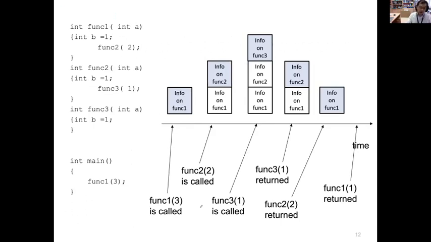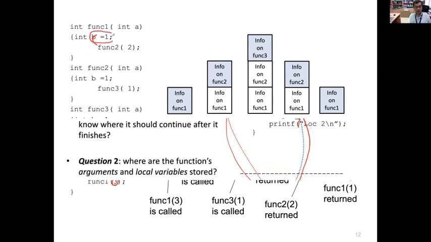In this example, I have some functions. The main program calls function 1, passing in the parameter 3. Function 1 calls function 2, and function 2 calls function 3. When function 3 is completed, you return to function 2, return to function 1, and return back to here. All of them have a local variable b equal to 1. And these three local variables are different.